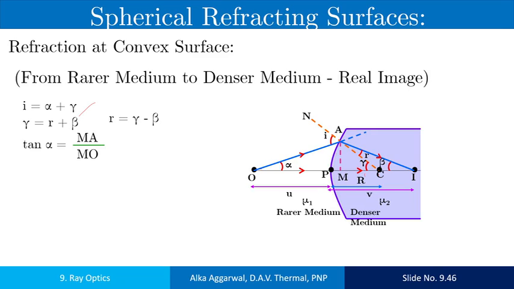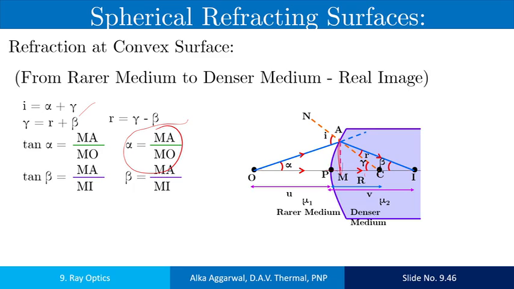As alpha, beta and gamma are small angles, tan alpha is approximately equal to alpha, so alpha is equal to MA upon MO. Similarly, beta is equal to MA upon MI, and gamma is equal to MA upon MC.